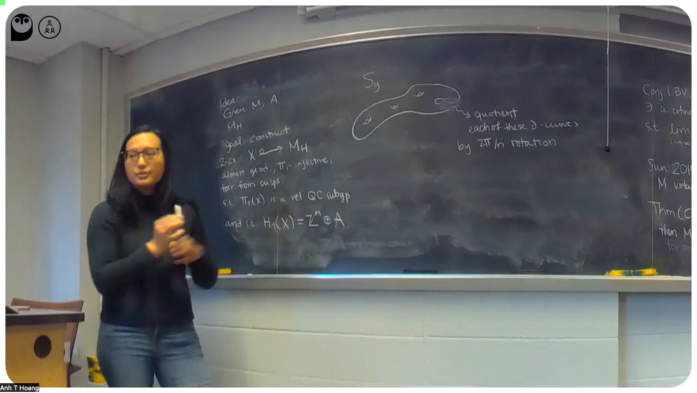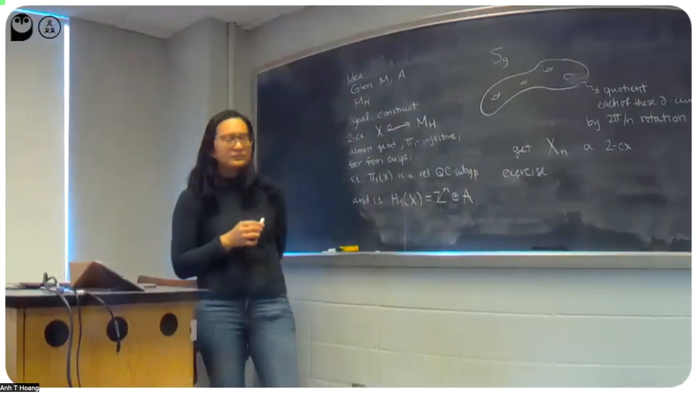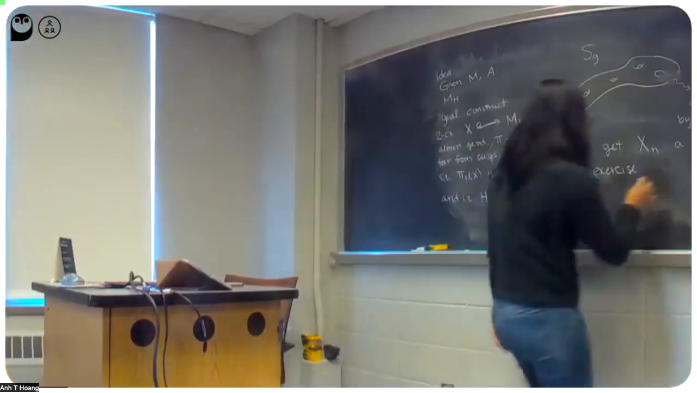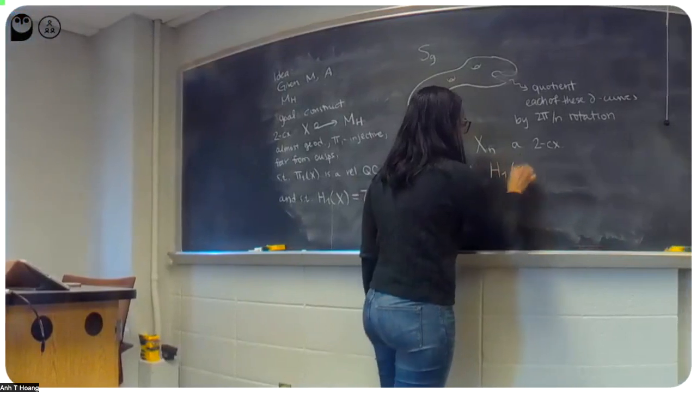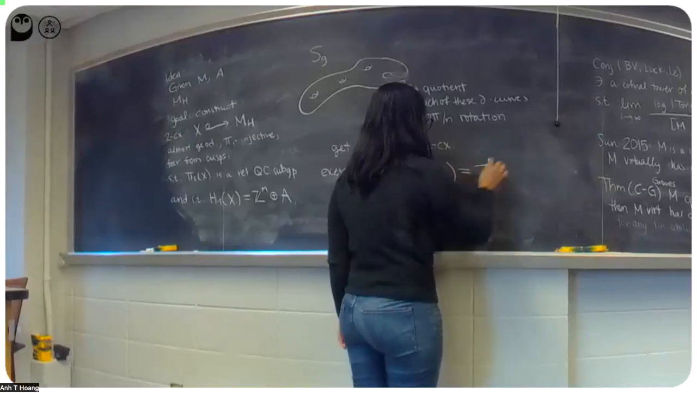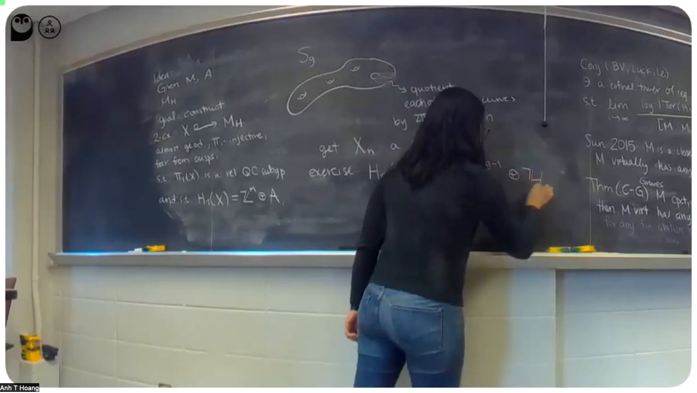So the resulting thing is a two complex, so it's no longer a two manifold, but it's a complex. So I get this two complex Xn. And here's an exercise. You can definitely do this with a first year algebraic topology class. The exercise is that if I look at the homology of this two complex, then what I get is 2G minus 1 copies of Z and 3 copies.